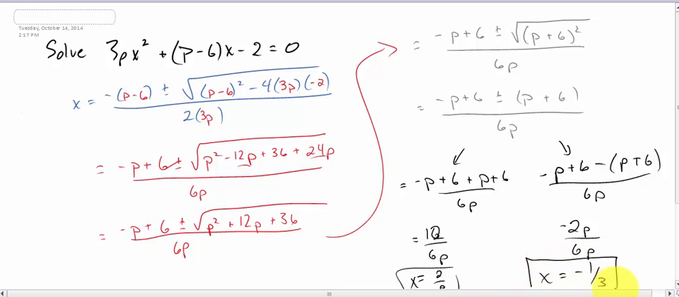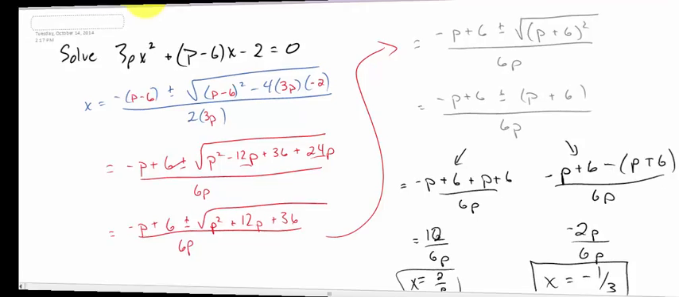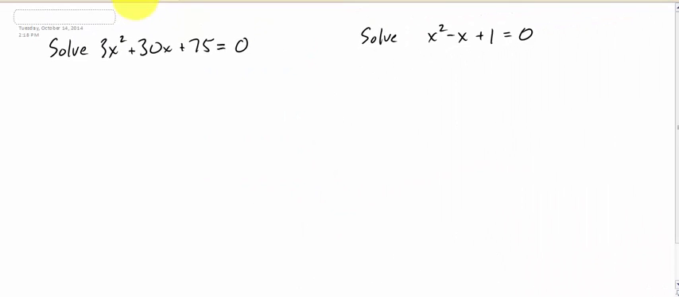It was a big, scary, nasty-looking problem at the beginning because it had p's and x's, and we freaked out for just a minute, but it ended up not being so bad. There's just a lot of algebraic manipulation. And so here we go, last two problems to solve for this video, and then we are on to bigger and better things. Let's see what we can make of this.